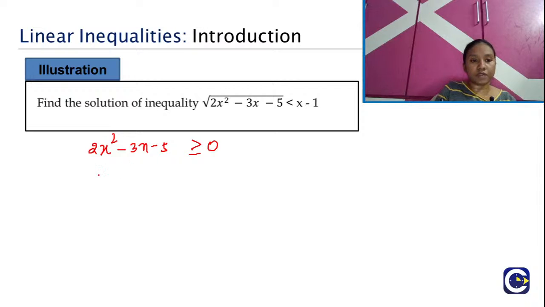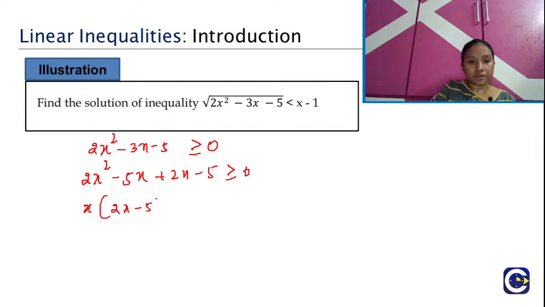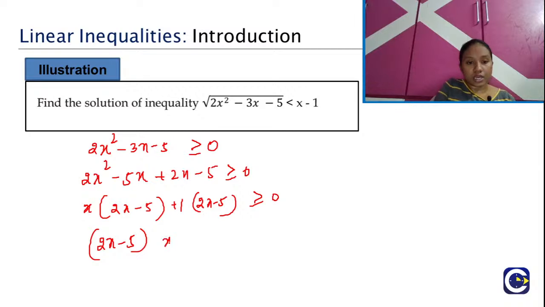So we can take 5 and 2. So 2x square minus 5x plus 2x minus 5 greater than or equal to 0. Then I can take x common. If I take x common here, it will be 2x minus 5. And similarly, if I take 2x minus 5 here, it will be plus 1 greater than or equal to 0. Then it will be 2x minus 5 and x plus 1 greater than or equal to 0.